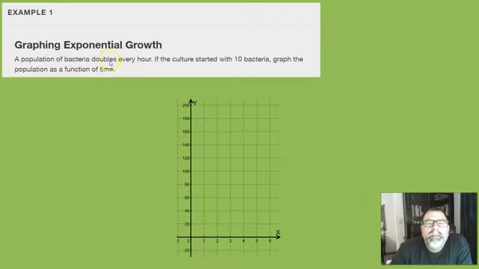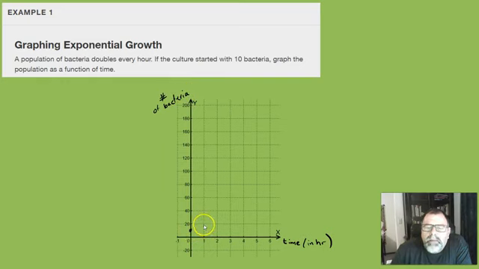A population of bacteria doubles every hour. If the culture started with 10 bacteria, graph the population as a function of time. So the x-axis is going to be time, and these are in hours. And then this would be the number of bacteria for y. And we started out with 10.